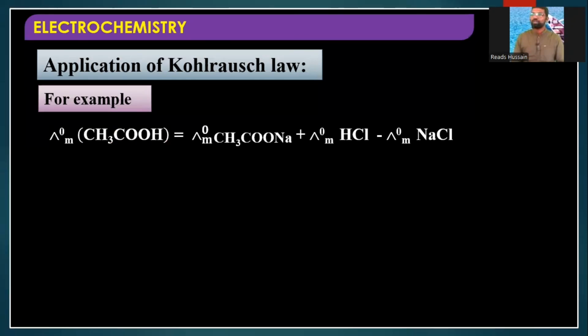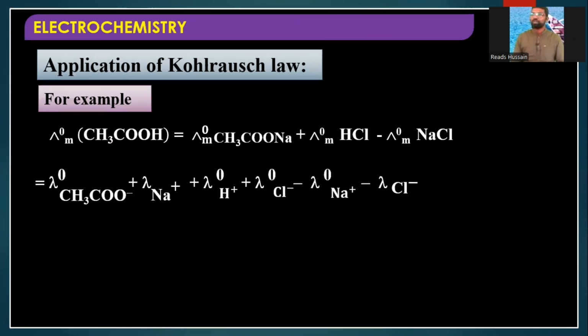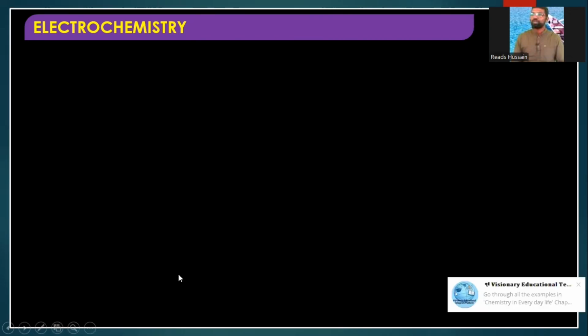Note down this. You have to continuously note down whatever I am explaining on the board. The same thing I have explained now is displaying on the screen. Limiting molar conductivity of CH3COO minus and Na plus, H plus and Cl minus, Na plus and Cl minus. Here, Na plus and minus Na plus get cancelled. Plus Cl minus and minus Cl minus get cancelled. And finally, you get limiting molar conductivity of CH3COO minus and H plus. Okay.